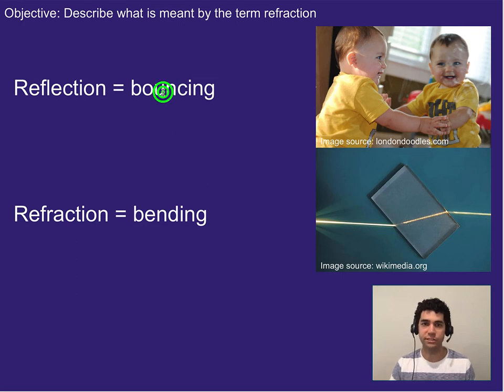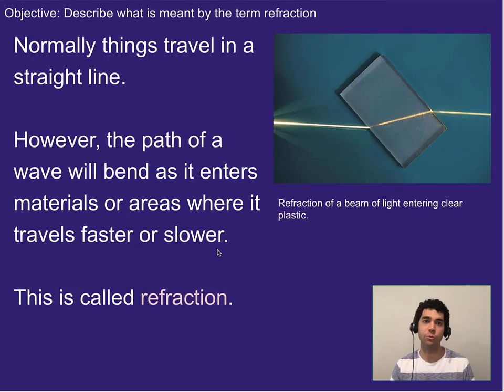So reflection, as we just talked about, is the bouncing of light or sound or whatever type of wave it is. Here we've got a reflection in the mirror for this baby. Refraction is the bending of light. Here we see a laser, and it goes through this plastic or glass right here and literally bends and then bends back when it leaves. So that's what refraction is, the bending of light, or any other wave.